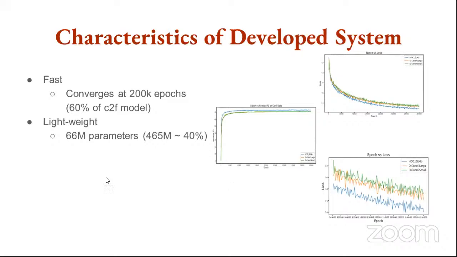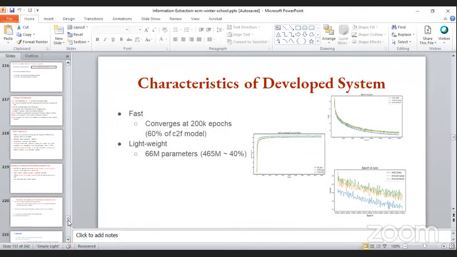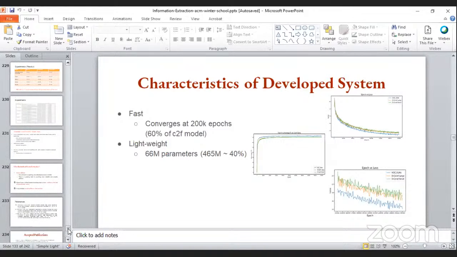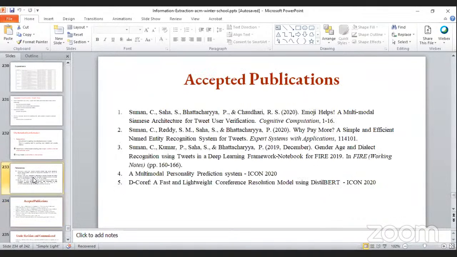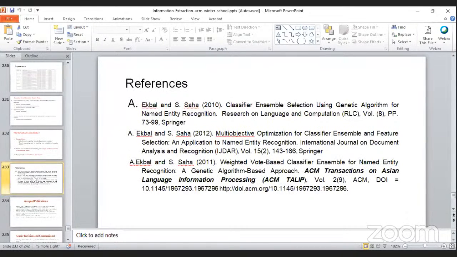Let me show you some publications out of these works for your further studies. We worked on named entity recognition for a long time, so you can read our papers. We have papers published in ACM TALLIP, like the weighted vote based classifier ensemble for named entity recognition and a genetic algorithm based approach. You can read this paper to understand how the named entity recognition problem can be solved for the Indian context. For Hindi and Bengali, how can we develop named entity recognition modules? This paper talks about that.